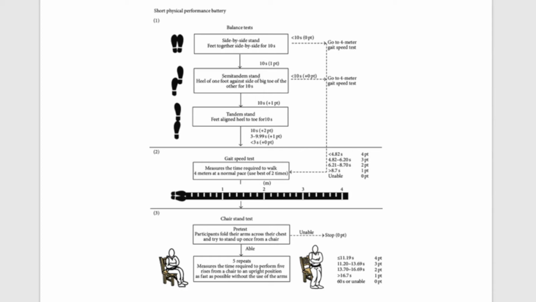The chair stand test is graded in a similar manner as the gait speed test. If the patient ends the test in under 11.19 seconds, he or she will get 4 points. If the test is completed within 11.2 to 13.69 seconds, he or she will get a score of 3 points. When the test is done in 13.7 to 16.69 seconds, the patient will get 2 points, and if it's completed in over 16.7 seconds, only 1 point may be given. However, if the patient needs more than 60 seconds, he won't get any points.